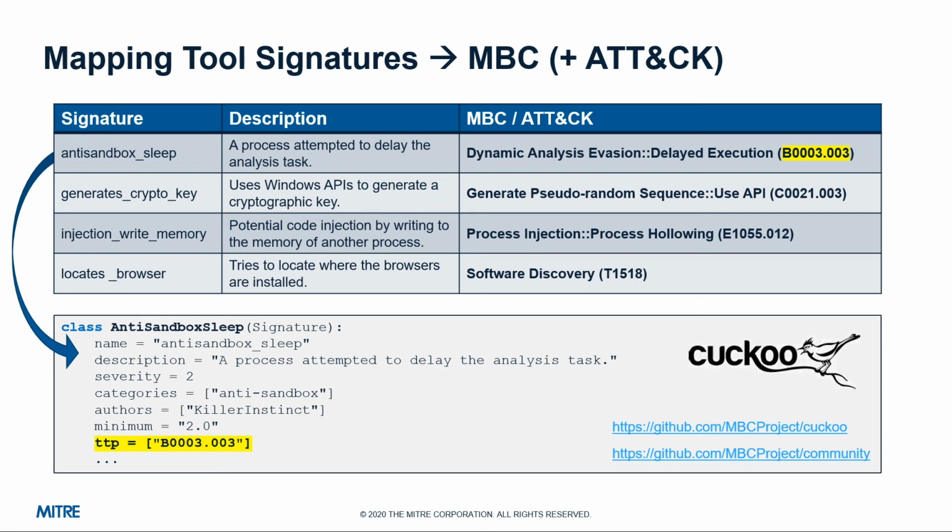And so I've shown an example of the signature. This is the signature that goes along with the anti-sandbox sleep signature defined in Cuckoo. And you can see in the TTP field, we've added that which corresponds to the dynamic analysis evasion delayed execution. That's the B0003.003. And then the latest mapping, which uses MBC version 2 and ATT&CK version 7, is available on GitHub on the MBC project pages, so you can find it there.